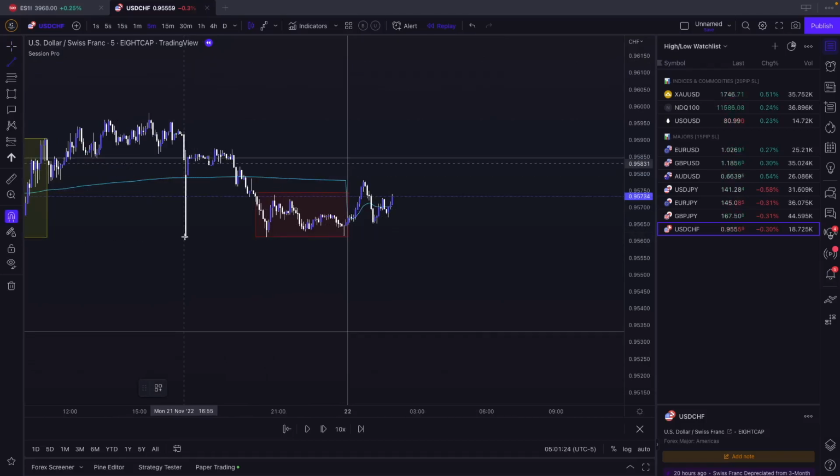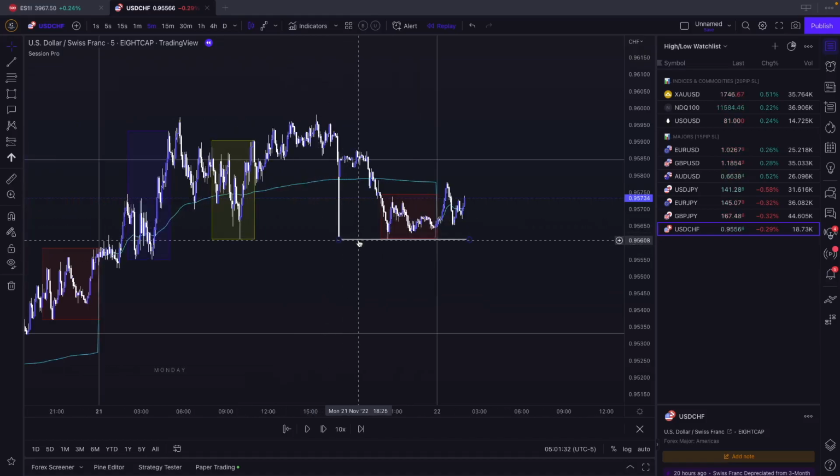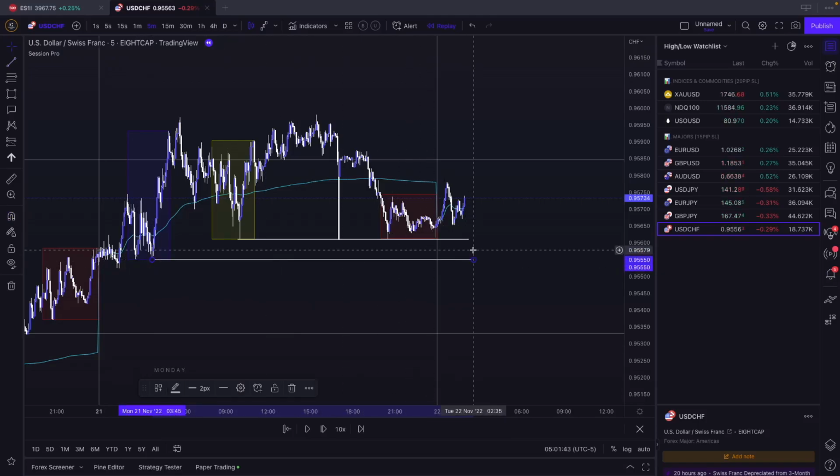We have an opening gap basically here on Monday that we already retested here at the Asian session low. So this is going to be a major low, and on this exact same level we have the New York session low. We have another double bottom being formed right here around this area, so this is also going to be a major interesting point for liquidity.